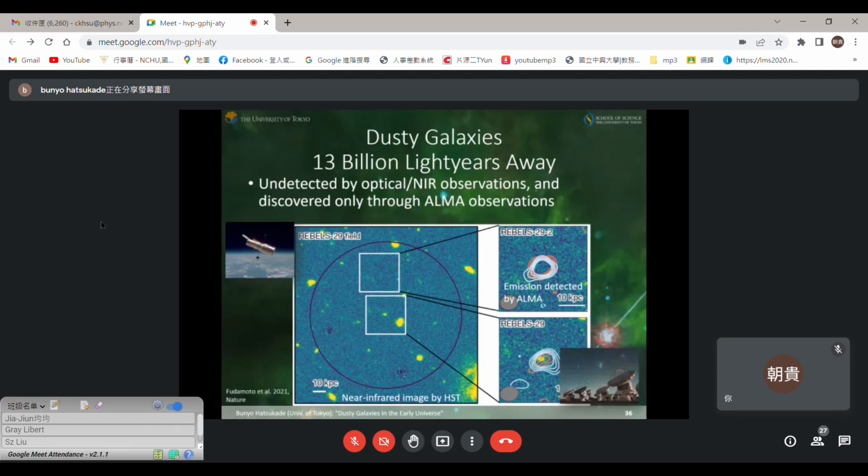I see. So I can kind of imagine that if you go to very high Z, metallicity always decreases, right? The amount of dust probably also decreases.